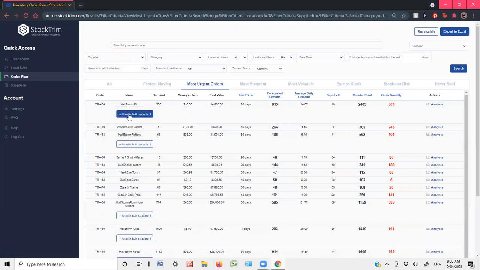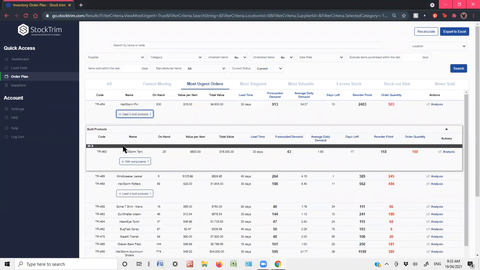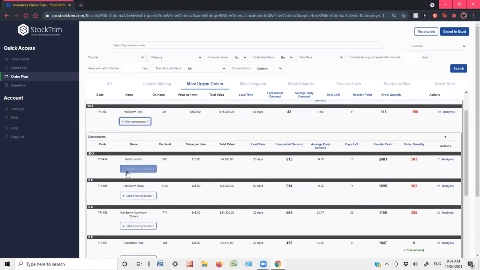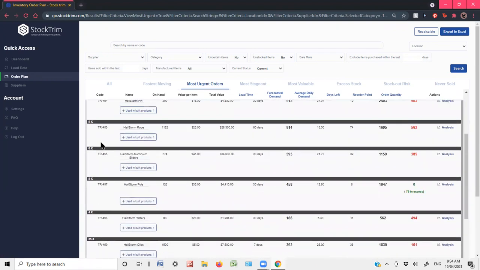SKUs that are part of a BOM structure, so that you're building up from raw materials into a finished good, or if you're just importing finished goods and reselling them, we can also handle that structure as well. So in this case, we've got a pin that is used in a built item. That completed item is a tent. This tent, for example, is made up of 7 components. So we can expand that out and see the forecast and all the information for those 7 components down here.